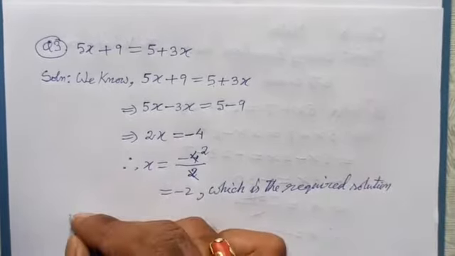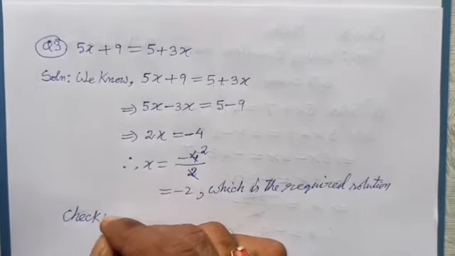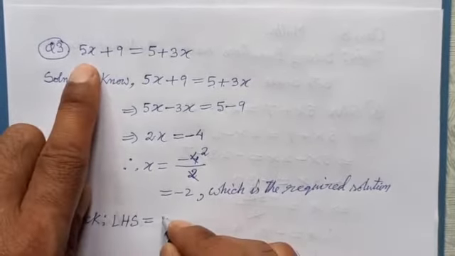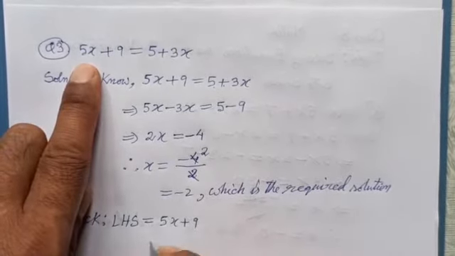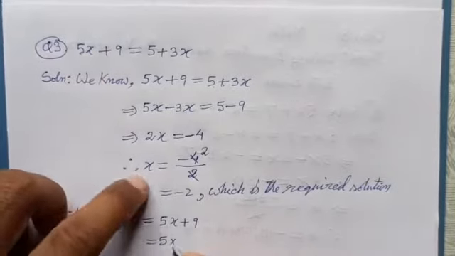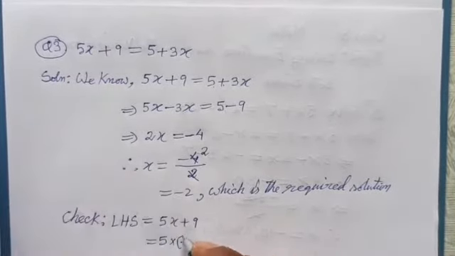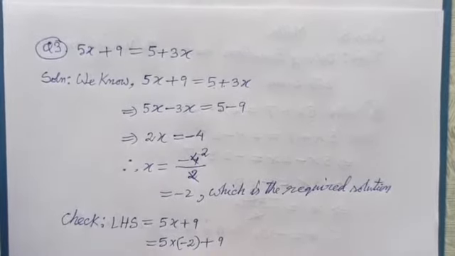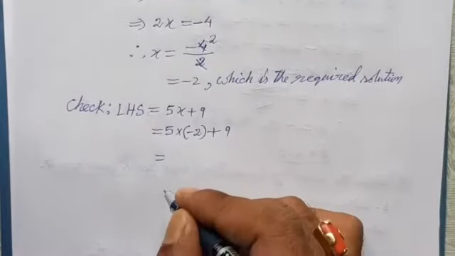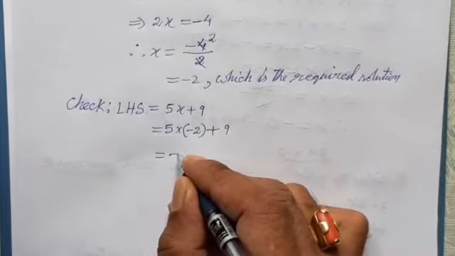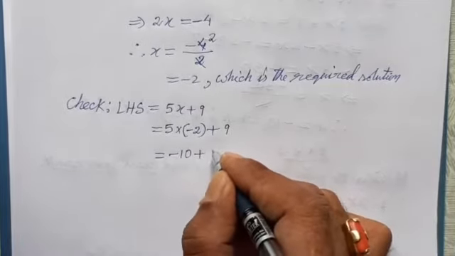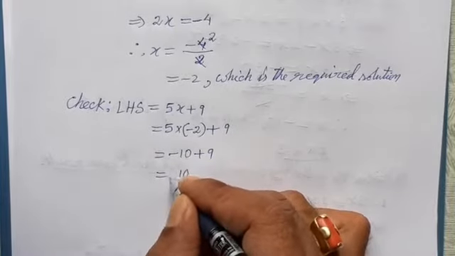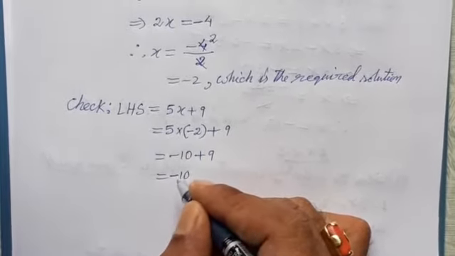The question says to check. So now checking. Then take left hand side. Left hand side is 5x plus 9 is equal to 5 into, x value is minus 2. So instead of x, put the value minus 2, plus 9. Five into minus 2 is minus 10 plus 9. Minus 10 plus 9, if we subtract, we get 1. Since 10 is bigger, keep the minus sign, minus 1.